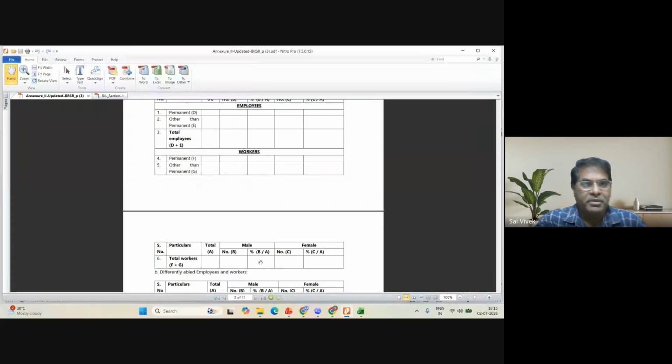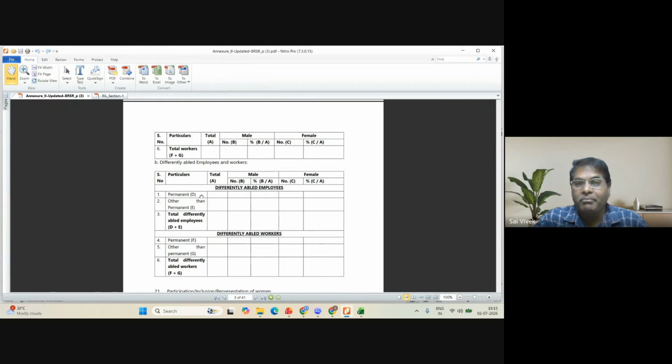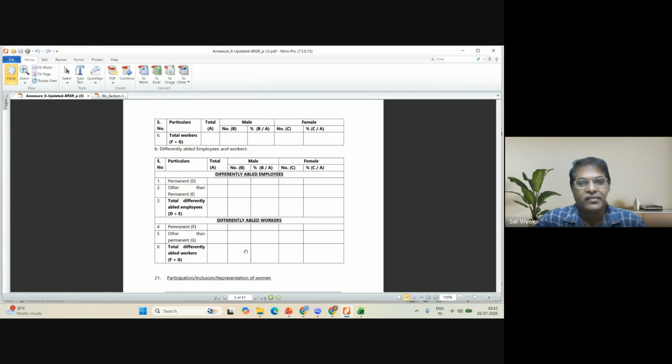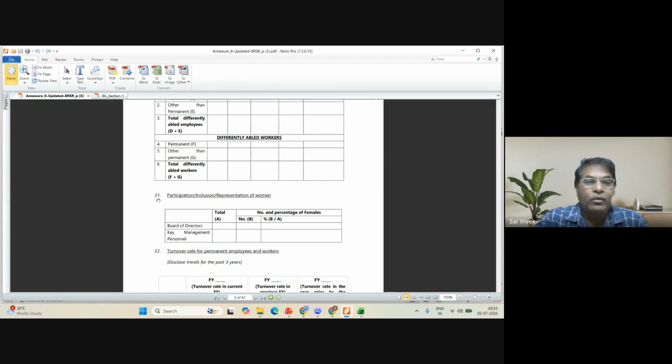All this is made public. Any company will have to disclose this and it has to be made public. And differently abled employees and workers are also presented here, and the numbers of them in terms of their permanency is also given here, permanent employees or non-permanent employees. And in 21st serial number, we present the number of representation of women in all the workforces, in the board of directors, in key management personnel. These numbers are provided here.